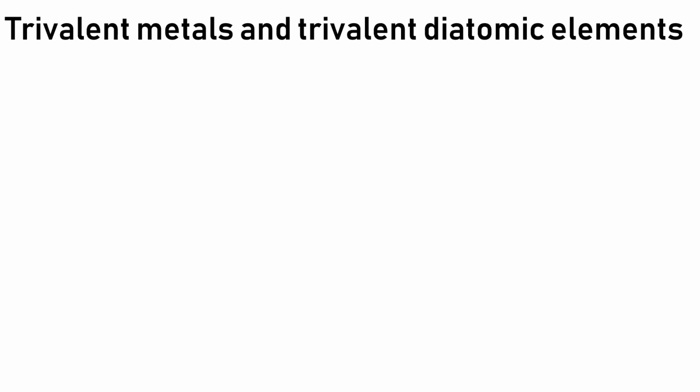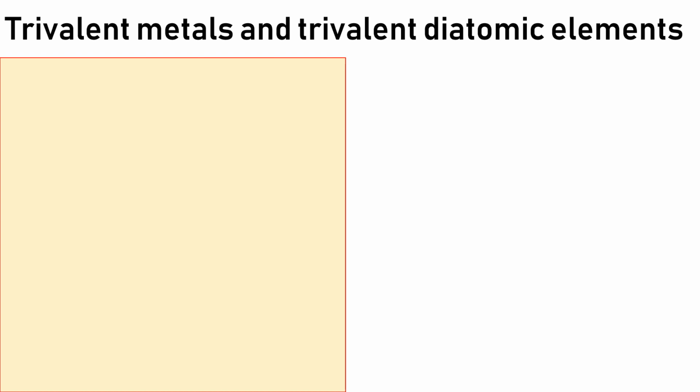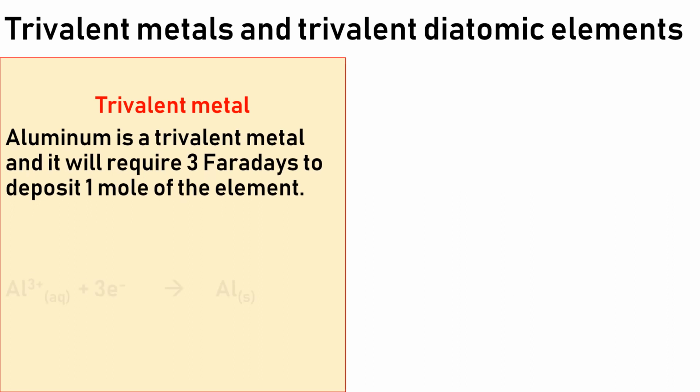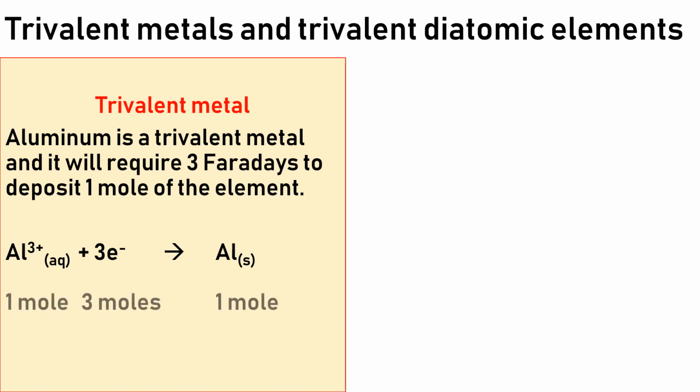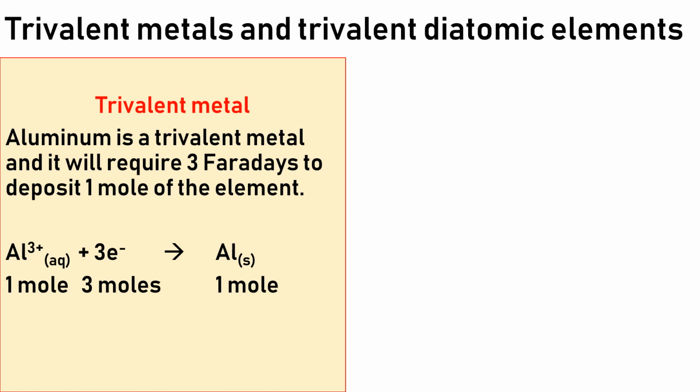For trivalent metals and trivalent diatomic elements, let's look at the trivalent metals. These are elements that carry 3 charges. So we have the example of aluminium. Aluminium is a trivalent metal and it will require 3 Faradays. How? 1 mole of aluminium ion, we gain 3 moles of electron to form 1 mole of metallic aluminium. But 3 moles of electron is equal to 3 Faradays and 1 mole of aluminium is equal to 27 grams.